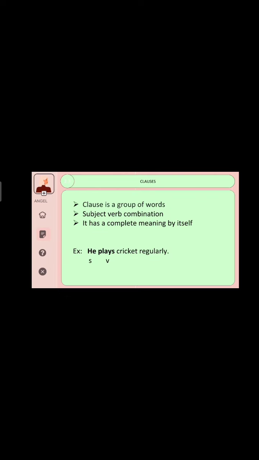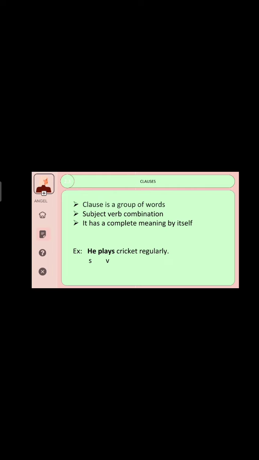So, first, let's have a definition of clauses. A clause is a group of words, a subject-verb combination, and it has a complete meaning by itself. We can also consider a simple sentence as a clause, and we have an example here below. He plays cricket regularly. This is an example of a simple sentence, and it has a subject and also a verb. So we can say that this is an example of a clause also.